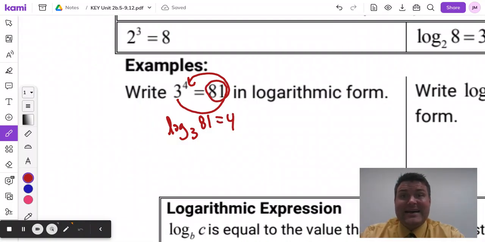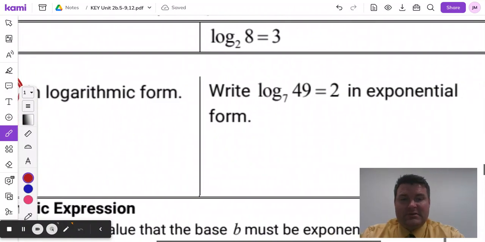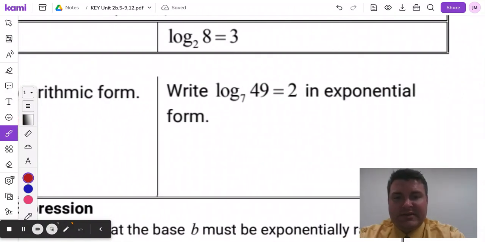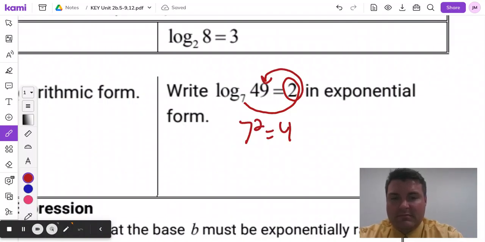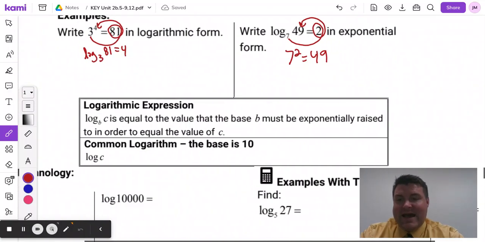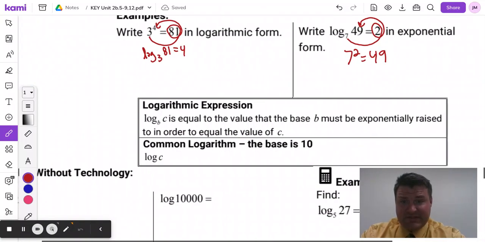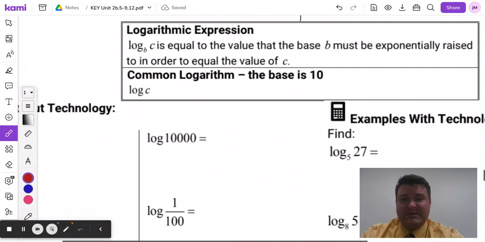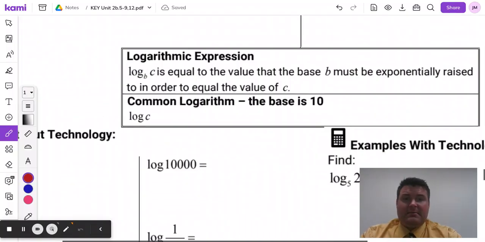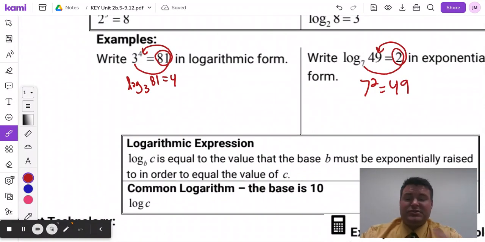I think it's easier. So it works going from logs to exponential. Start on the base. So 7 to the 2 equals 49. That's how I rewrite these. If you ever see a log with no base, it just means it has a base 10. But logs are related to exponentials just how I showed you. You can see that relationship.